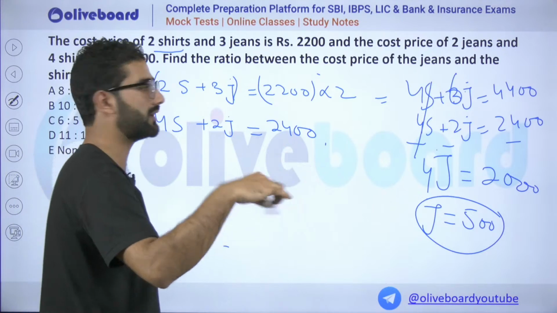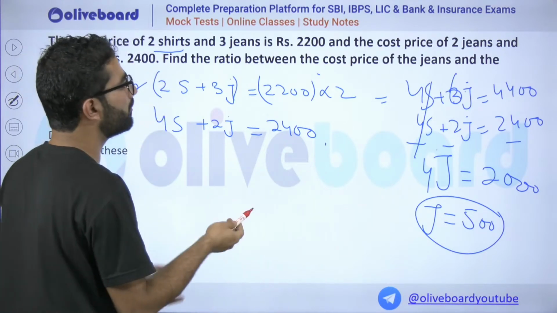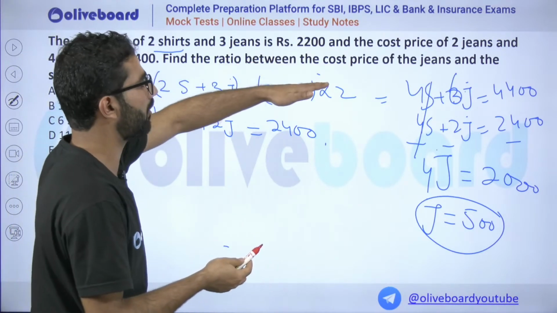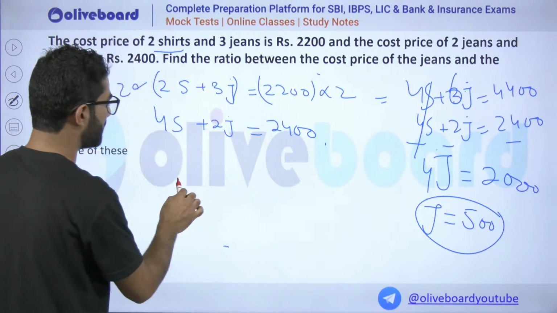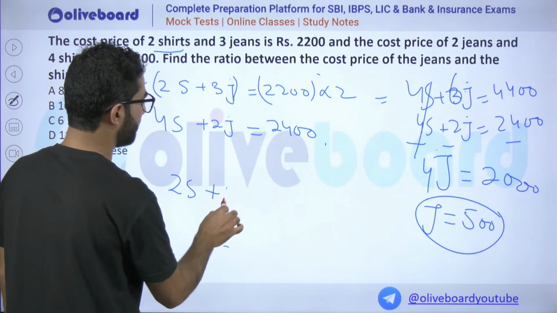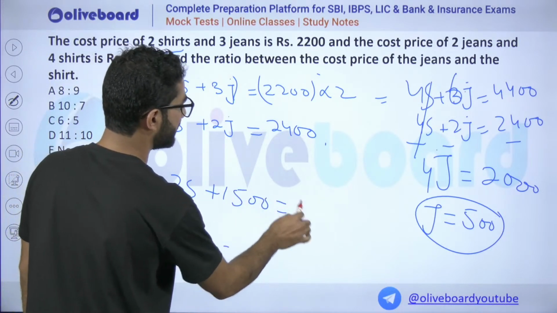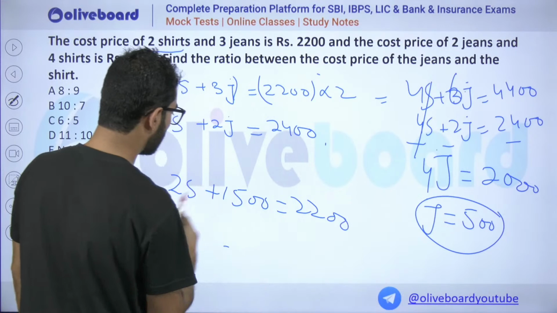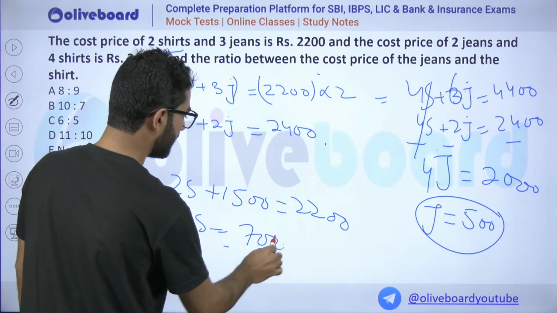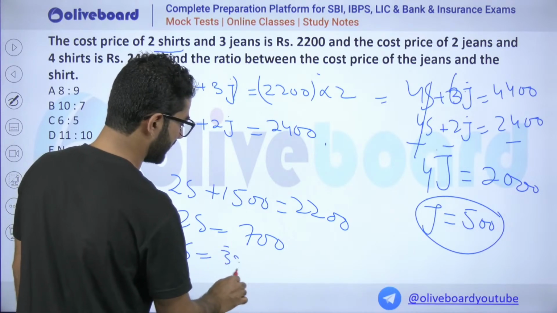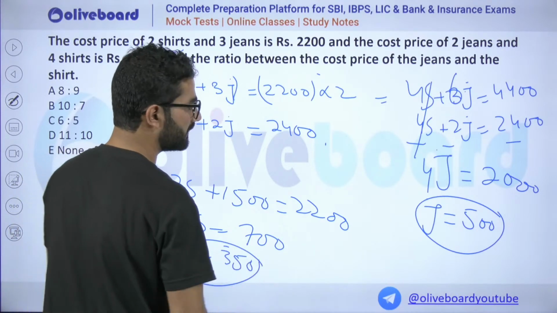So it is 500. Now, what could be the value? We are going to find the ratio of cost price of jeans and shirt. Before jeans, I am going to calculate the value of shirt. Twice shirt will be like 1500, and that is nothing but 2200. So what could be the value of twice shirt? It will be the difference, it will be 700. So shirt is nothing but 350. You got the value for shirt is 350.